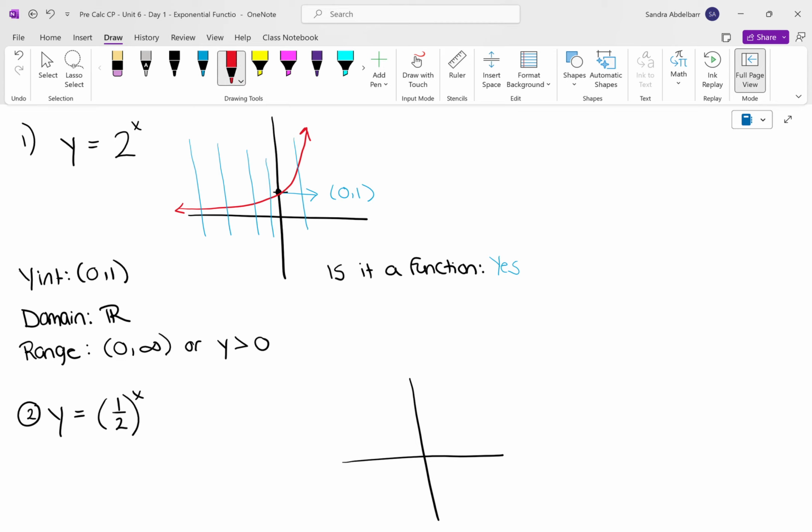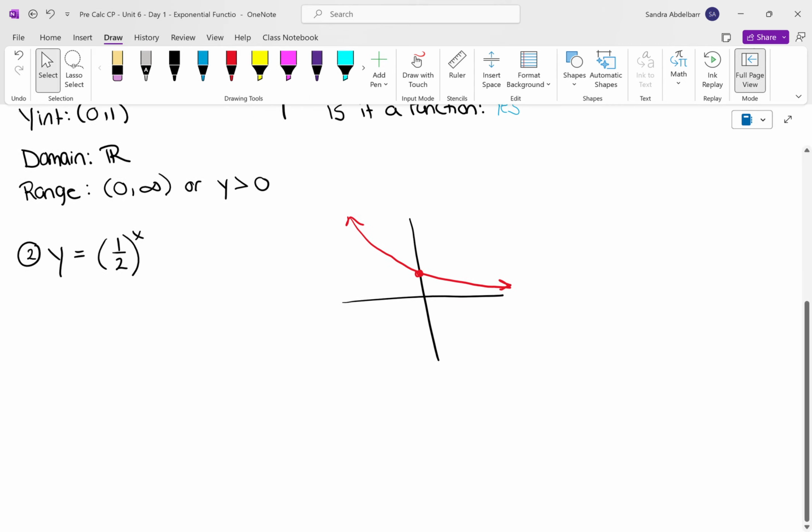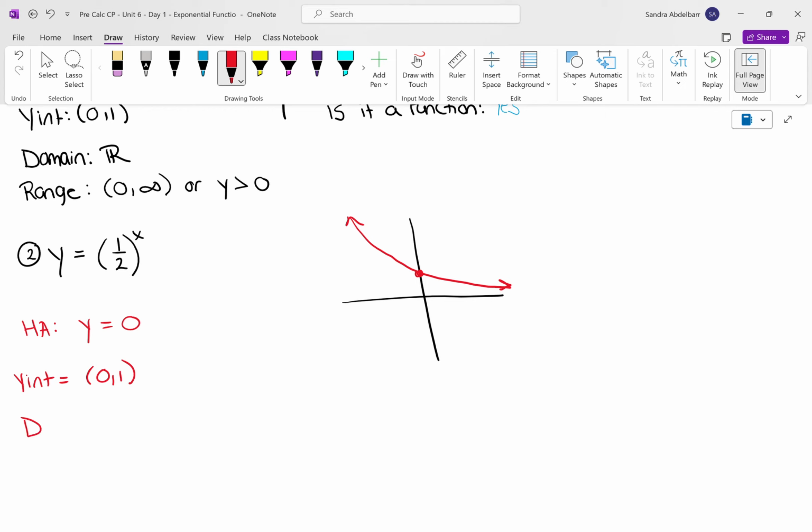So y equals a half to the x. Do we still have the same key point, 0, 1? Yep. Do we still have that same horizontal asymptote? Yep. So we have a horizontal asymptote at y equals 0. We have a y-intercept at 0, 1.